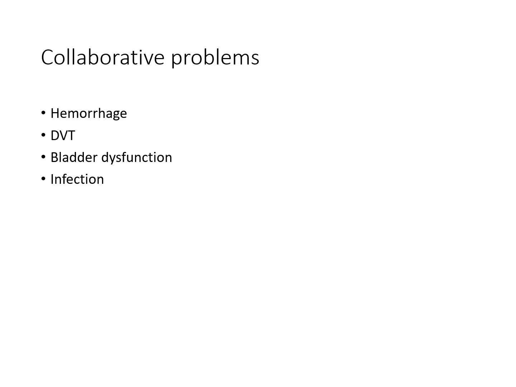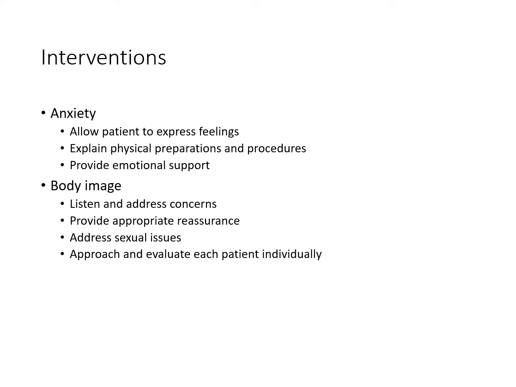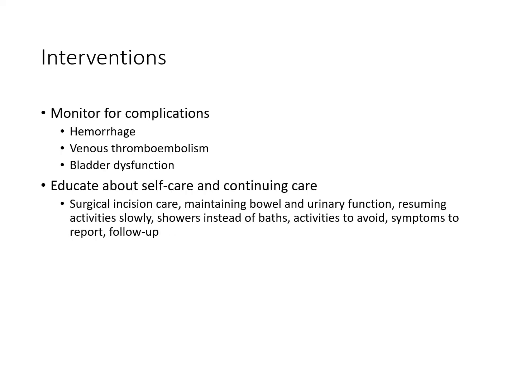Collaborative problems, so hemorrhaging, DVT, bladder dysfunction, infection. So goals, relieving of anxiety, acceptance of loss of the uterus, absence of pain or discomfort, increased knowledge of self-care requirements, absence of complications, right? Anxiety, we've done a lot of these already. Body image, we've addressed a lot of these already. Interventions, monitoring for complications, we've also done a lot of these in previous lectures as well.